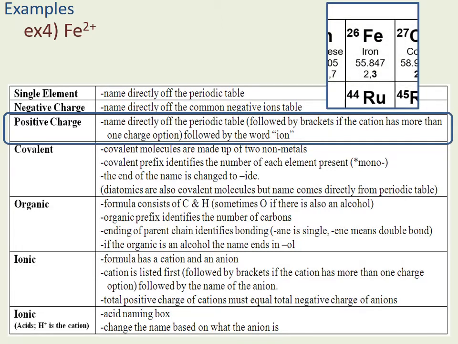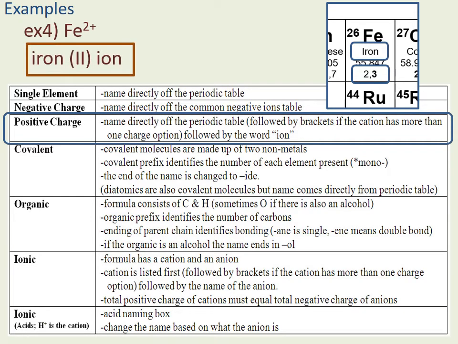It is then followed by brackets if the cation can have more than one charge option. So I write iron. It has more than one charge option, so it will need a Roman numeral. And in this case, Fe is taking a +2 charge. So I call it iron 2, and then I follow with the word ion, which signals that it has the positive charge.